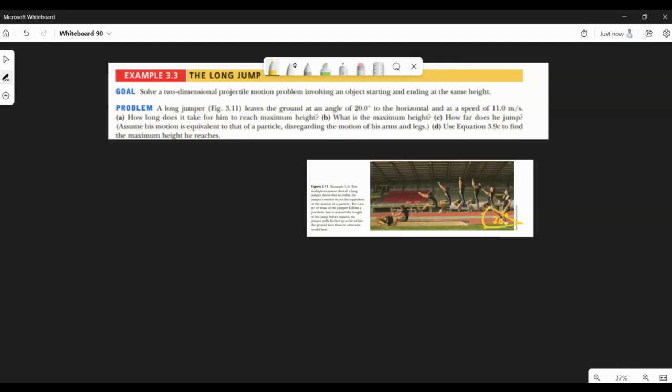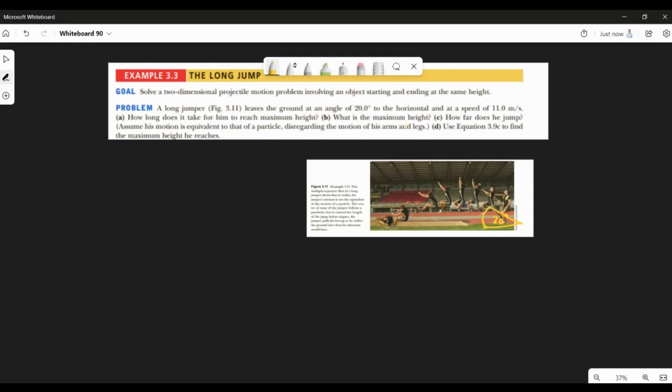At a speed of 11 meters per second. They're asking how long it takes for him to reach maximum height, what the maximum height is, and how far he jumps. Assume his motion is equivalent to a particle, disregarding the motion of his arms and legs. Obviously, I have to make assumptions to make this a bit easier, hence they're talking about the center of mass. And then you use equation 3.9c to find the maximum height he reaches.